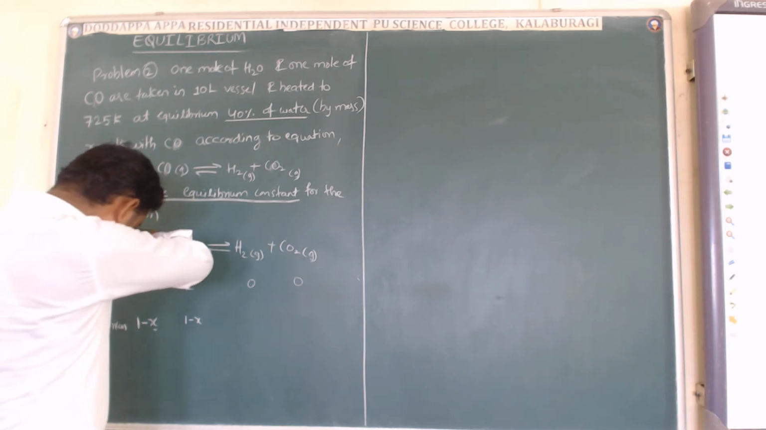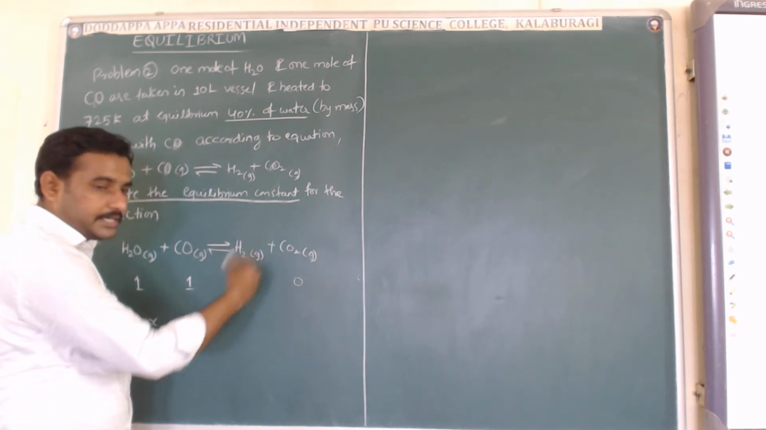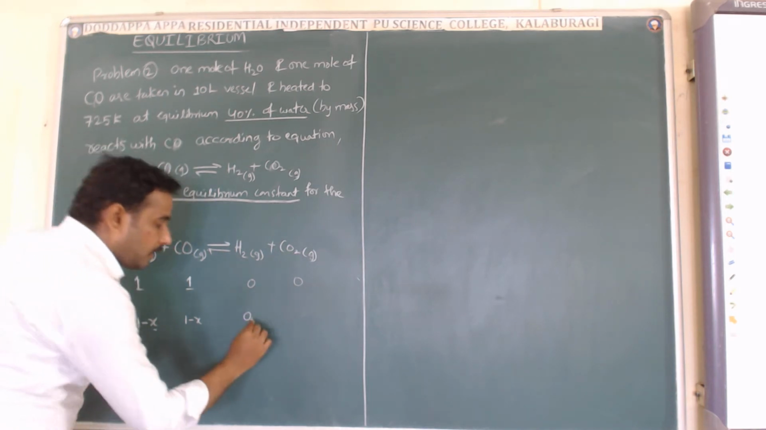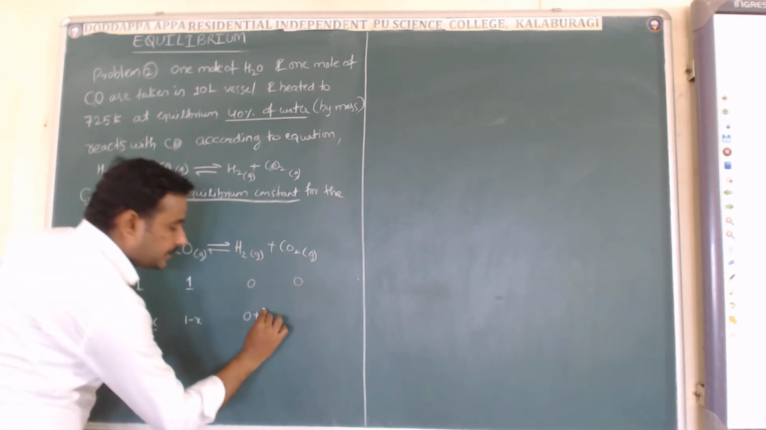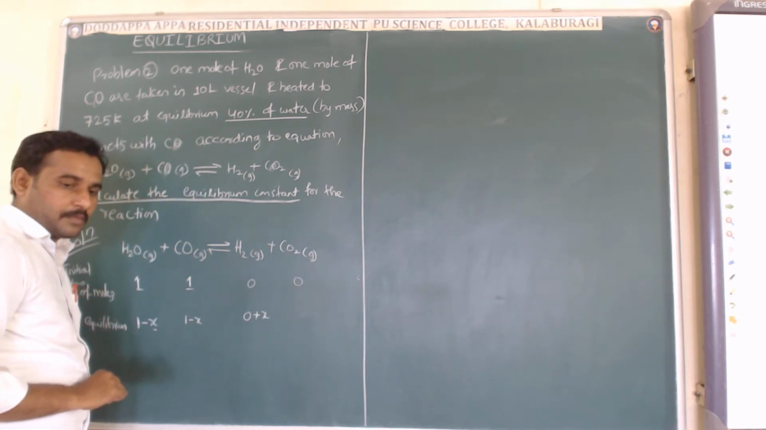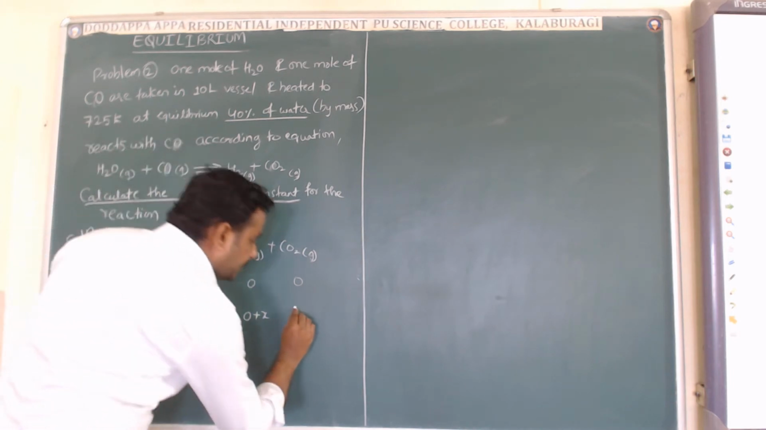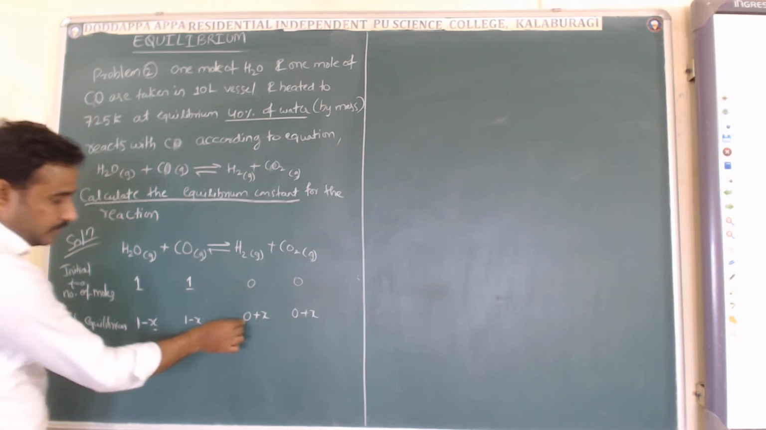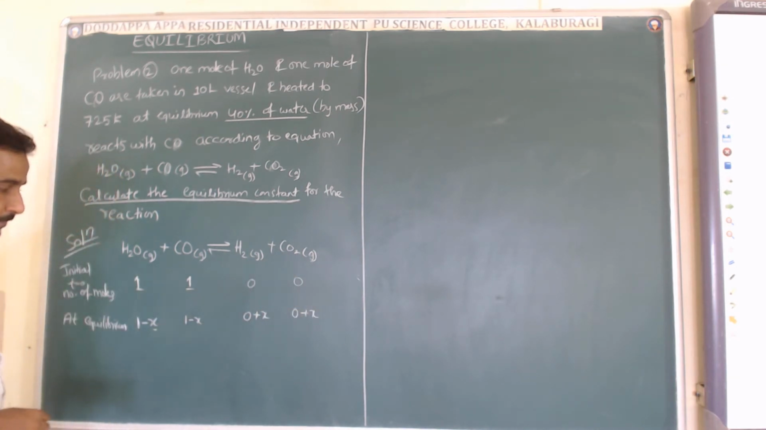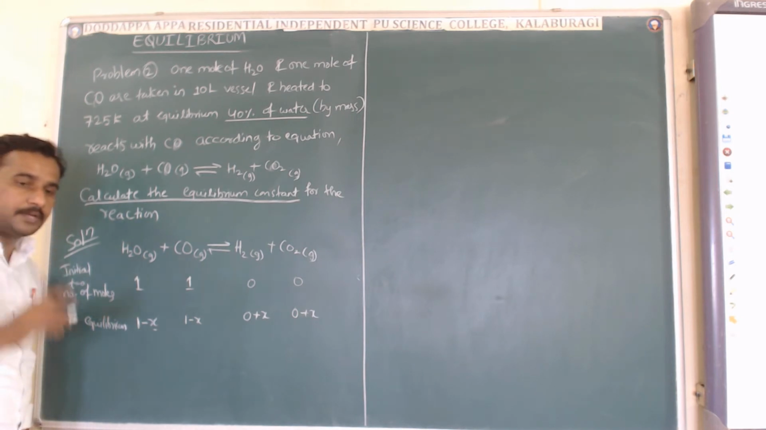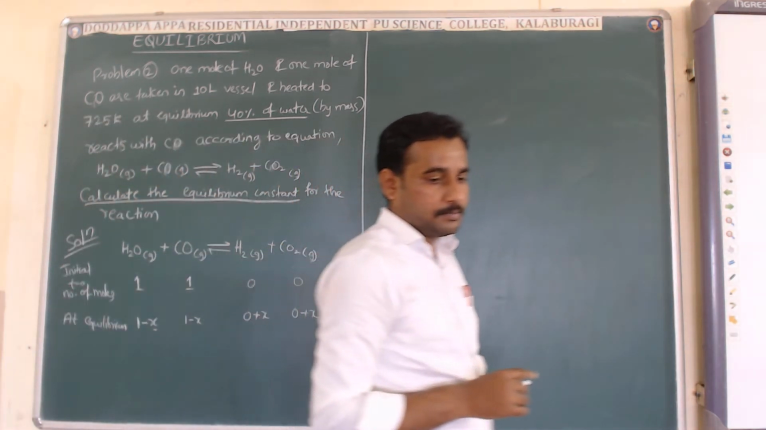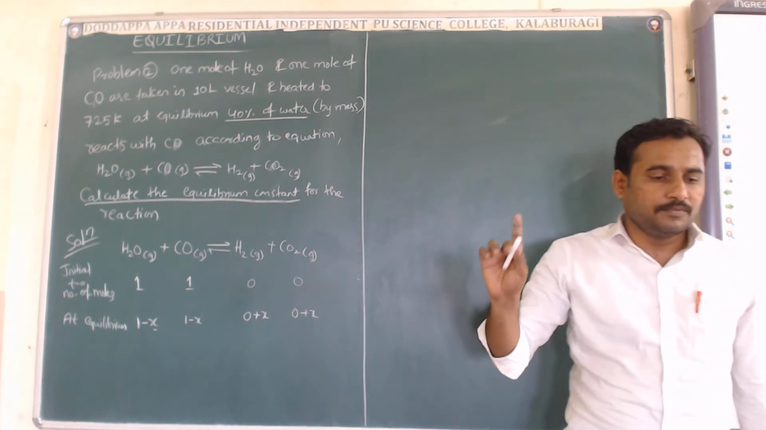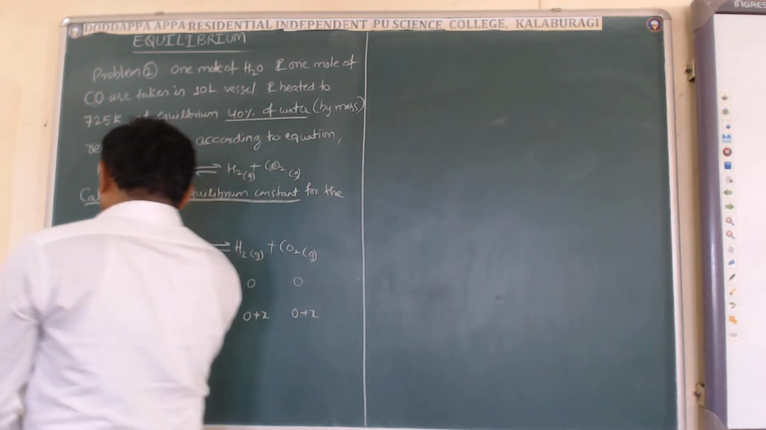Next, what happens to H2? It increases. First it is 0, and afterwards the concentration increases by x. The products increase, so for CO2 also it is 0 plus x. First 0 is there, then it increases to plus x. The reactants decrease. You have to remember this from the rate or velocity of a reaction, which I had explained: the concentration of reactant decreases and the product is always increasing.